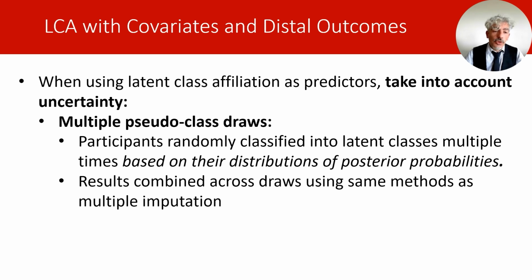One solution is to use multiple pseudo-class draws. Basically, this involves assigning participants at random into latent classes multiple times in multiple data sets. And this assignment of participants into latent classes will be based on the distribution of posterior probabilities, the probabilities of being one class or another. And then the results can be combined across draws using the same methods as multiple imputation.